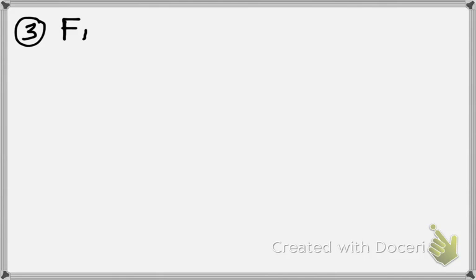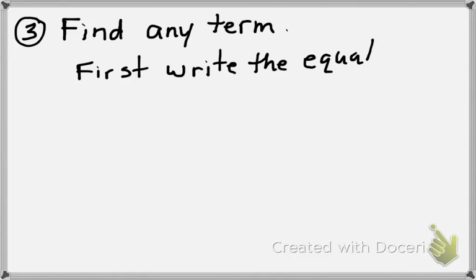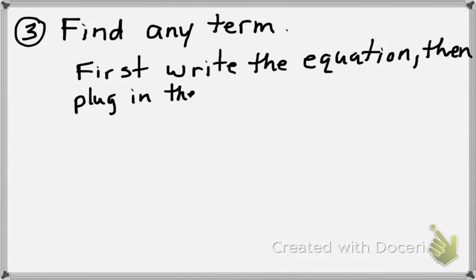Okay, and the third and final thing you have to know how to do today is find any term in the sequence. Okay? In order to find any term, first you have to have the equation. The equation is the key to get to any term you need. So if you write the equation, then you can plug in whatever term you need. If you're looking for the 100th term, you can plug 100 in for the x.